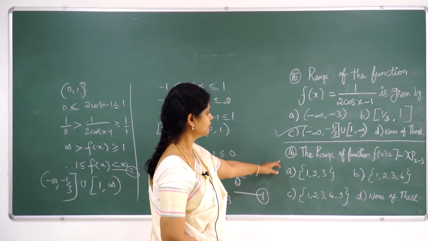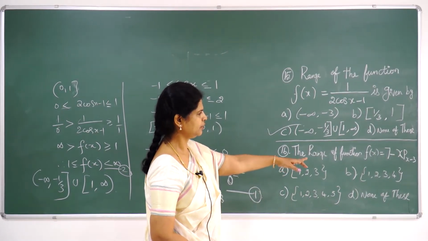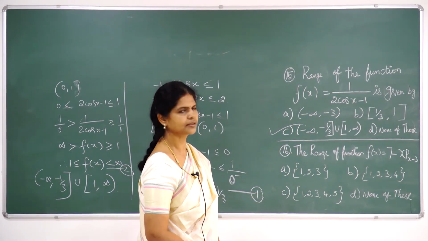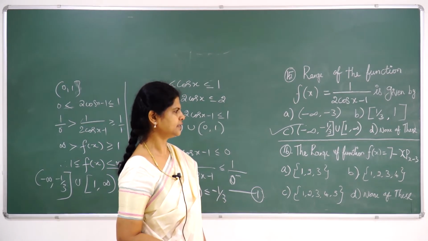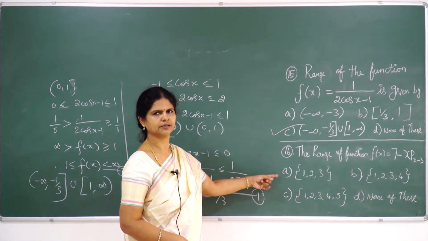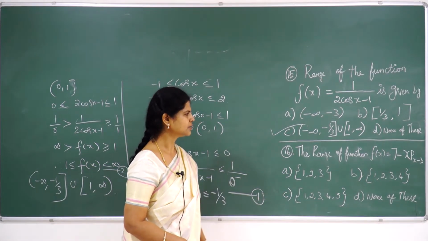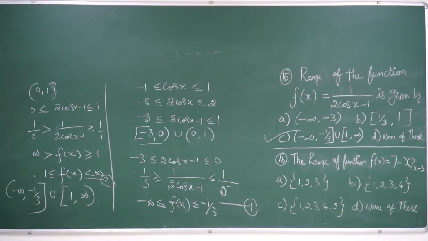So next problem, we have to find the range of the function 7 minus x P x minus 3, that is nothing but your permutation. P is your permutation. So we will do the next problem.